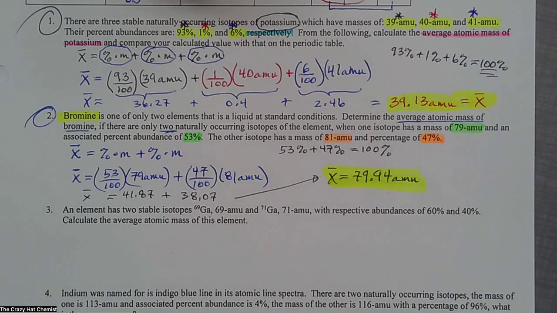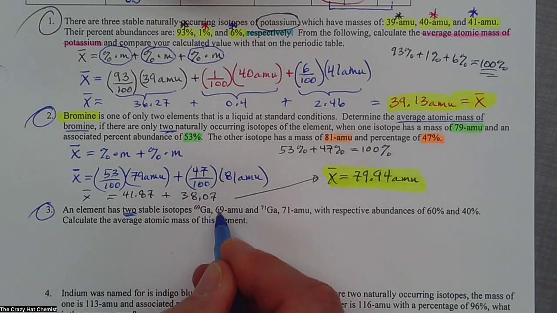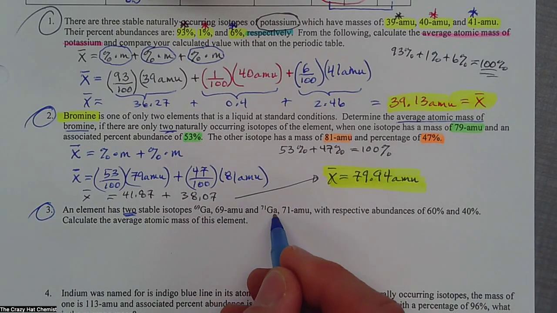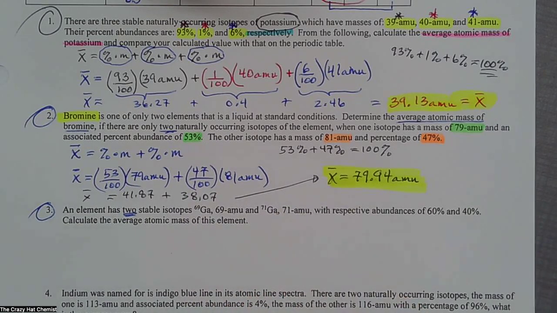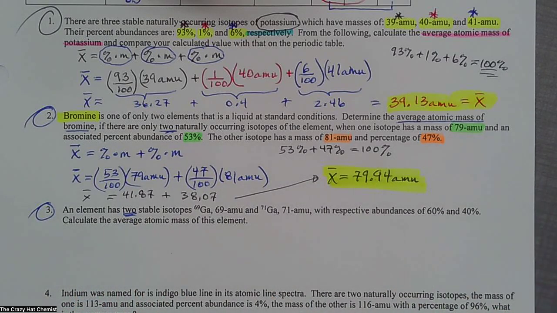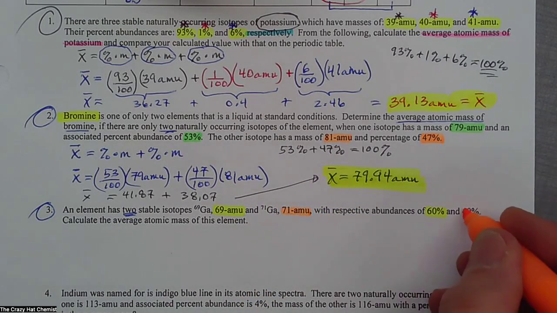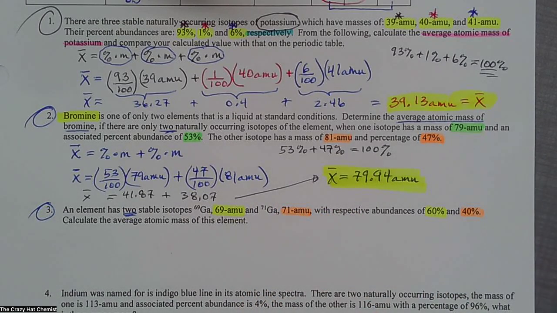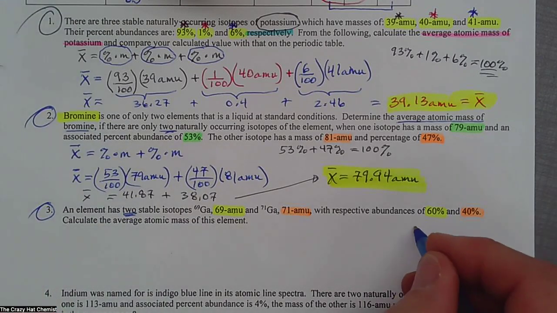All right, let's move on to problem number 3 here. It says an element has two stable isotopes, Ga69, that's 69 atomic mass units, and Ga71, that's 71 atomic mass units, with respective abundances of 60 and 40%. Calculate the average atomic mass of this element. So I'm going to highlight here, 69 atomic mass units goes with 60%, and 71 atomic mass units goes with 40%.